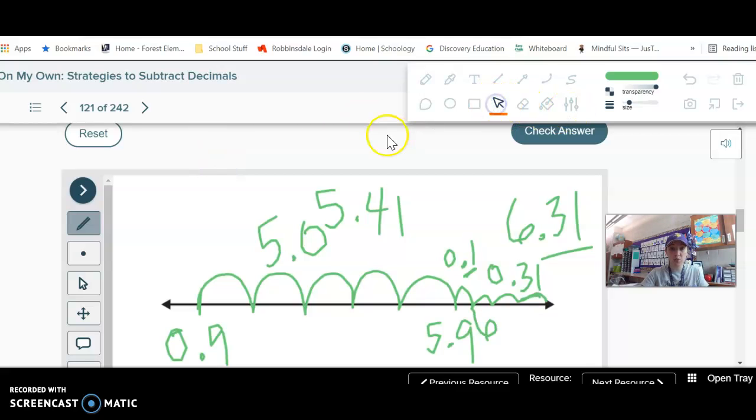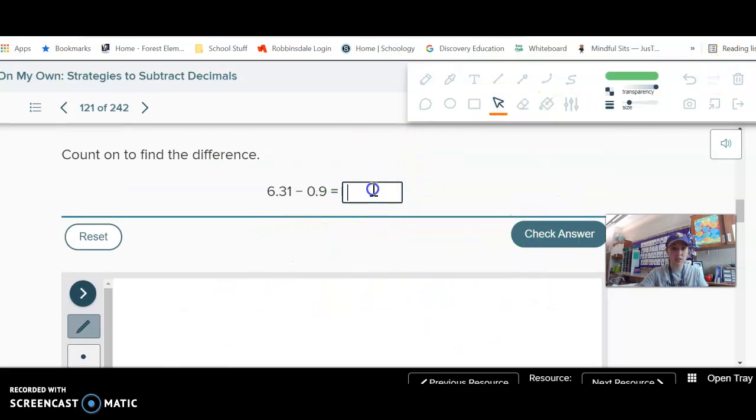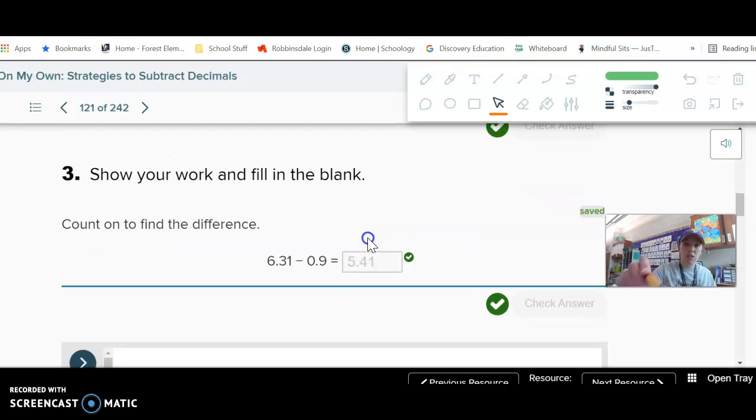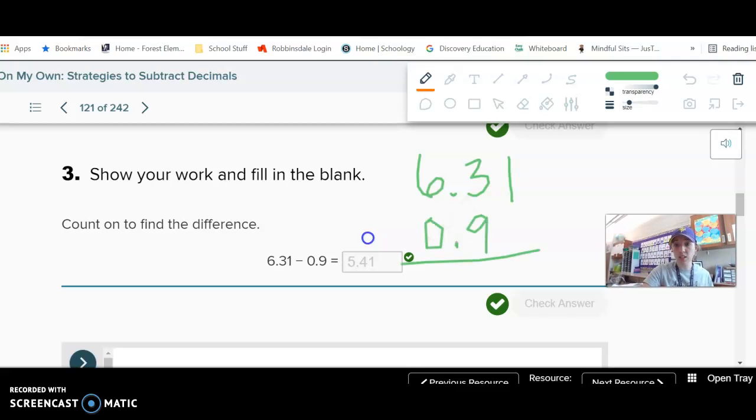You're like, I have no idea what you're talking about. That makes no sense. That's okay. Just remember we were figuring out what this plus something got me to 6 and 31 hundredths. If you just did 6 and 31 minus 0.9, put my 0, 1, borrow, 13 minus 9 is 4. That's fine too. But do understand that the counting on will work. It's just maybe not as efficient or easy for you, and that's fine. Okay?